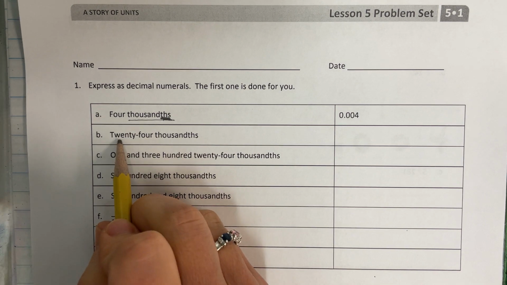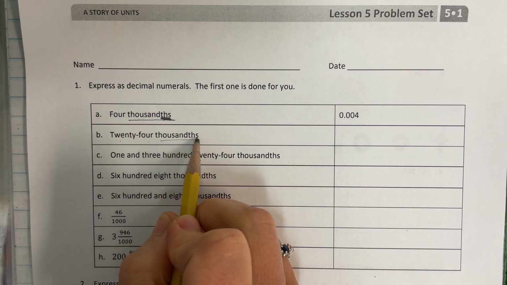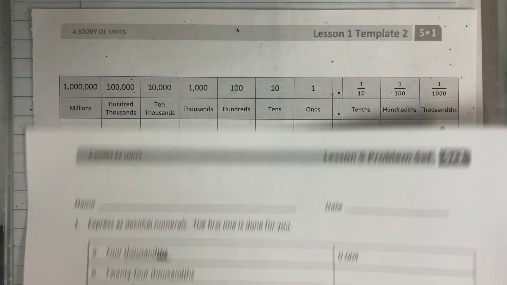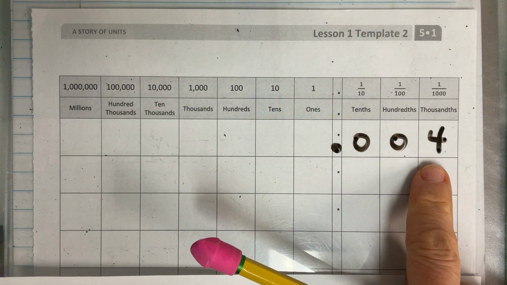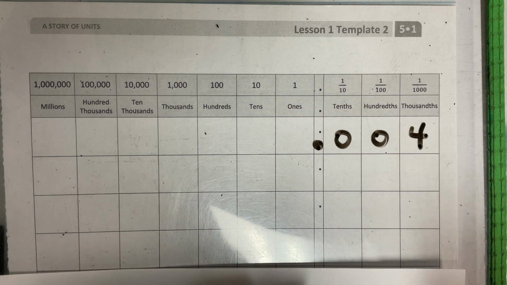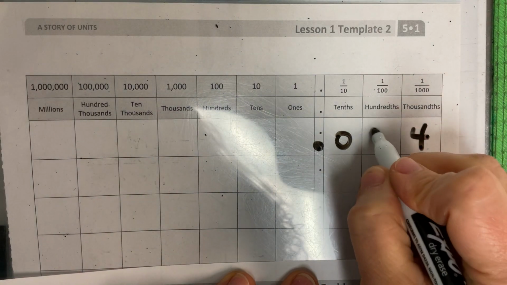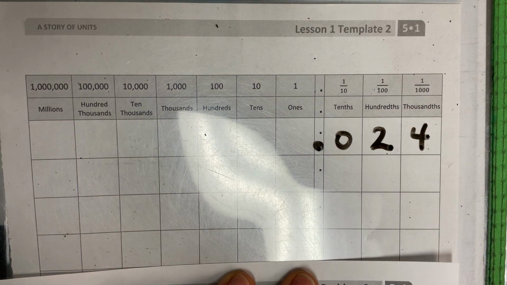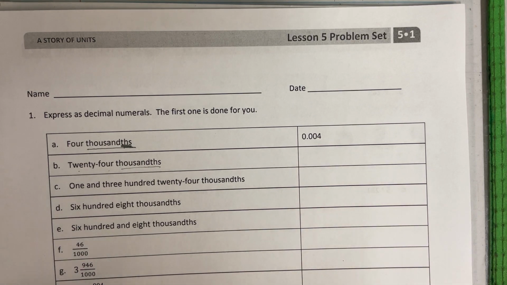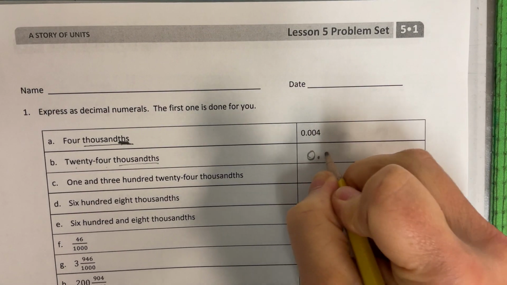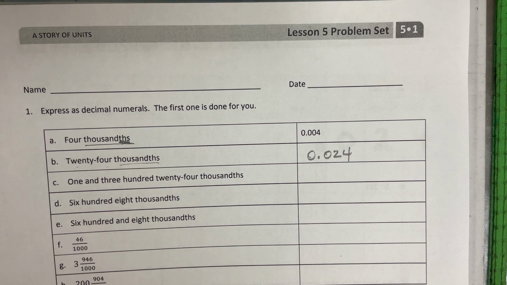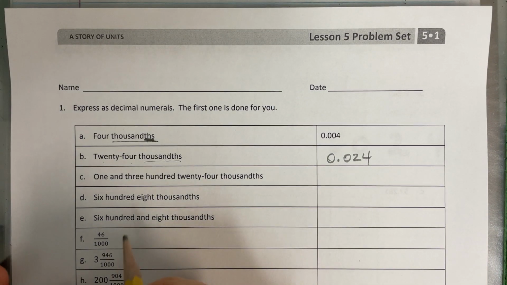This one says 24 thousandths. Okay, so if I look at the place value chart, my number still has to end in the thousandths place. But it said 24. So to make it say 24, I do that. Still ends in the thousandths place. So on my answer, I put 24 thousandths. Okay, now let's look at the next one.